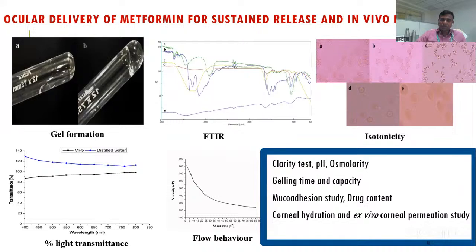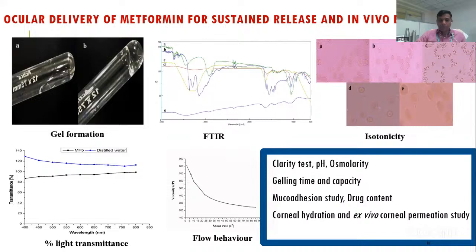And transmittance is one of the most important criteria for drug development in the ocular area. So we have tested this, and our formulation showed more than 85% light transmittance, which indicates that it is suitable for ocular use, and there is no obstruction of the vision.